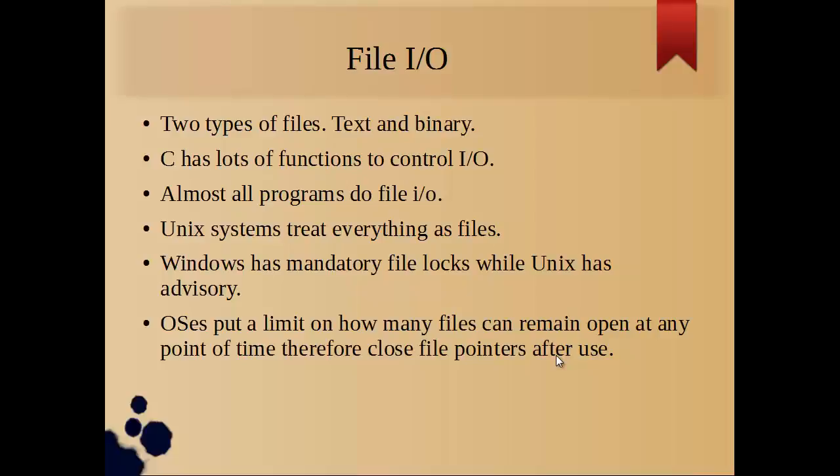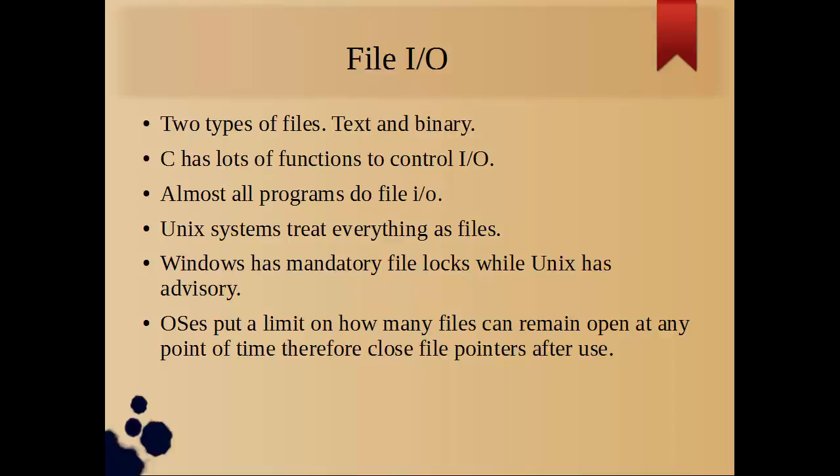Hello and welcome again to this part of the tutorial in which we will study file IO. For C, there are two types of files, text and binary. The C standard library gives you lots of functions to control IO, both console as well as file IO. Almost all programs do file IO.